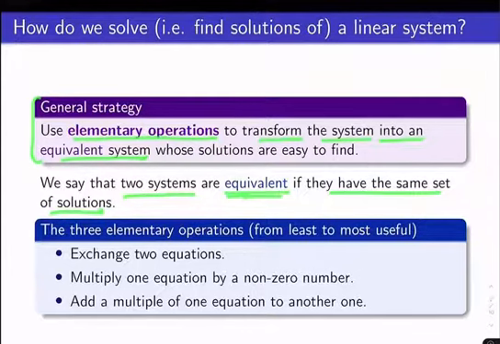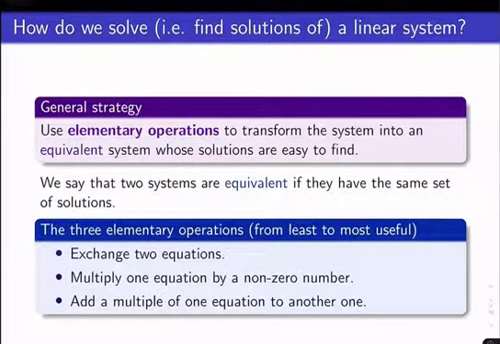The reason why we would want to go to a different equivalent system is because it's possible to get to an equivalent system that is easier to compute. So that is what we will do.